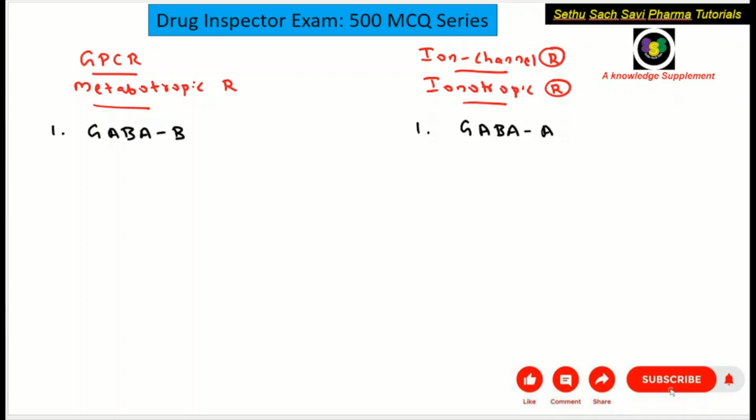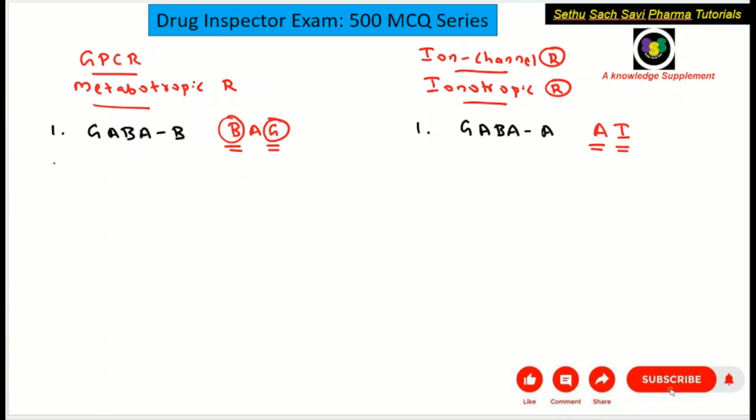You can remember this mnemonic: BAG. GABA B belongs to the G protein coupled receptor, BAG, you can remember, whereas here you can remember the mnemonic AI, artificial intelligence. GABA A belongs to the ion channel receptor, I for ion channel receptor. So GABA B belongs to GPCR, whereas GABA A belongs to the ion channel receptor.